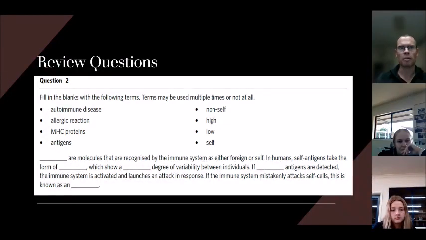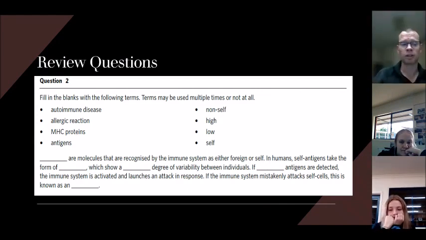All right, so our self-antigens, remember, are MHC markers or MHC proteins, which show a high degree of variability between individuals. Okay, so if non-self antigens are detected, the immune system's activated and launches an attack response. If the immune system mistakenly attacks self cells, this is known as autoimmune disease. Autoimmune. Beautiful. That's purely just about your ability to use the key terminology in context. That's what that question is really trying to test out.